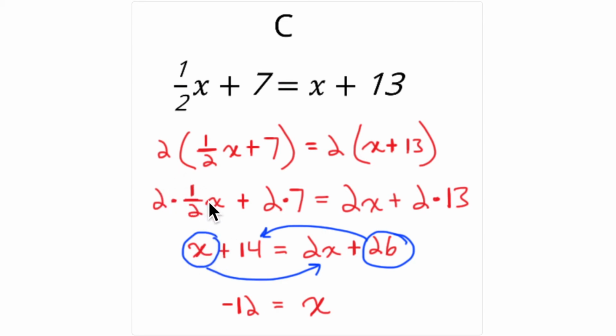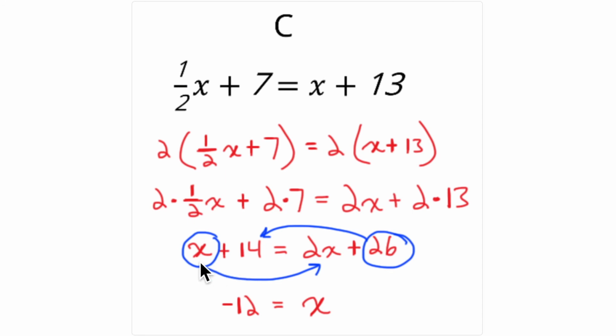So 2 times 1/2 x, 2 times 7, 2 times x, and 2 times 13. So 2 times 1/2 x is x, plus 14, since 2 times 7 is 14, equals 2x plus 26. So 2 times 13 is 26.